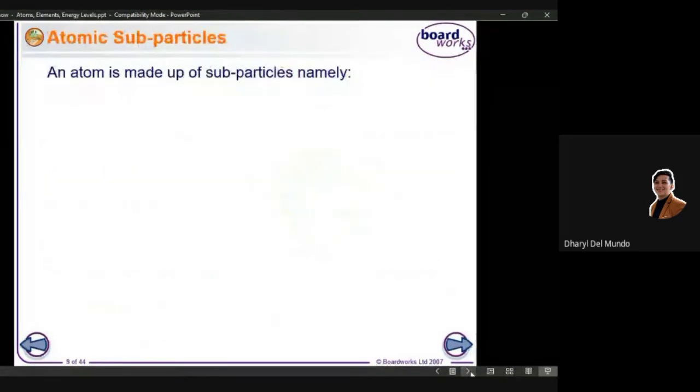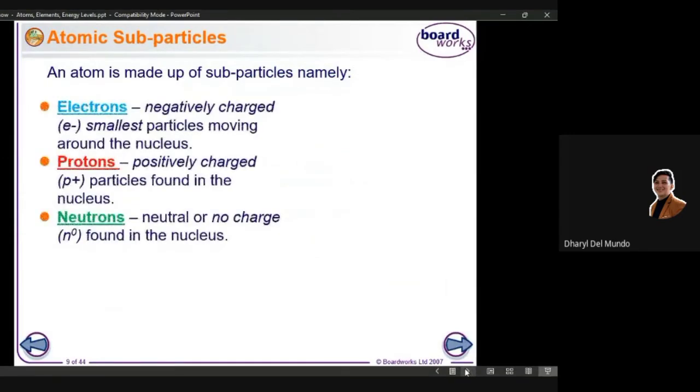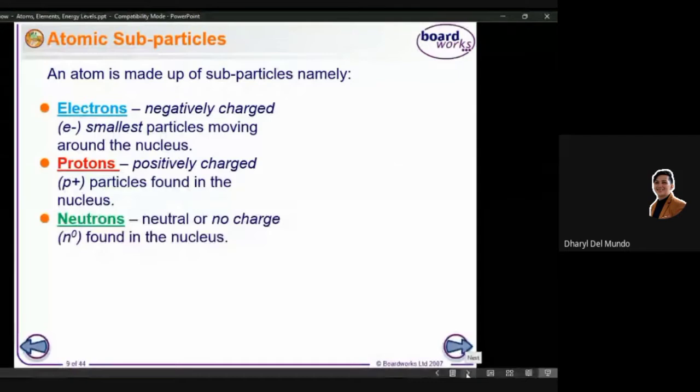Right? So an atom is made up of subparticles, namely electrons, protons, and neutrons. Remember that electrons are negatively charged, which are the smallest particles moving around the nucleus. And protons are the positively charged particles found in the nucleus, which comprises most of its mass. Alright? And neutrons as well, these are the neutral or no-charge particles of an atom found in the nucleus as well, together with the protons.